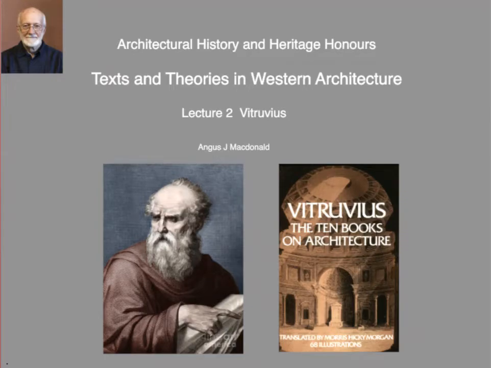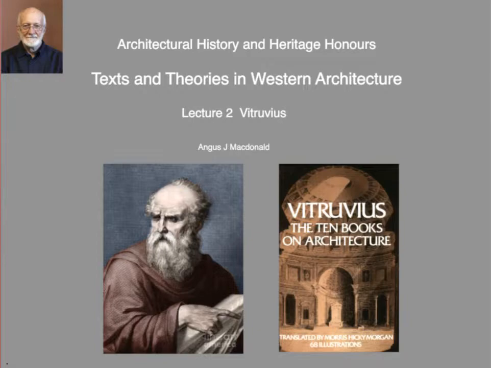We begin this course of lectures and readings on the texts and theories of Western architecture by studying the book known as Vitruvius, more correctly termed De Architectura. Vitruvius was the author. The book is in 10 volumes and is often referred to as the 10 books on architecture. It is a treatise on architecture that was composed towards the end of the 1st century BCE in the period of Roman antiquity. It's the earliest work of architectural theory in the Western architectural tradition.